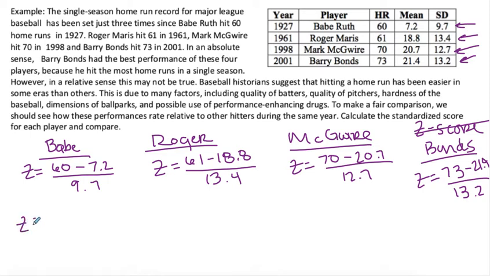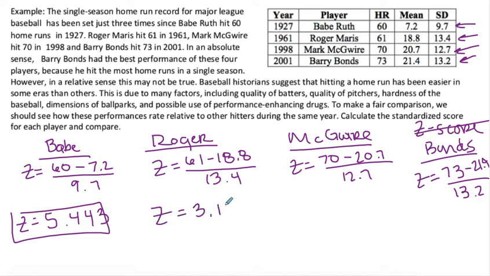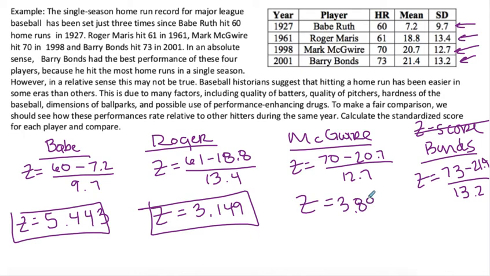So if we look at Babe Ruth and calculate his Z-score, he is at 5.443. Okay, and then I look at Roger Maris, and his Z-score is 3.149. And McGwire's Z-score, I look at 3.88. And Barry Bonds is 3.9.